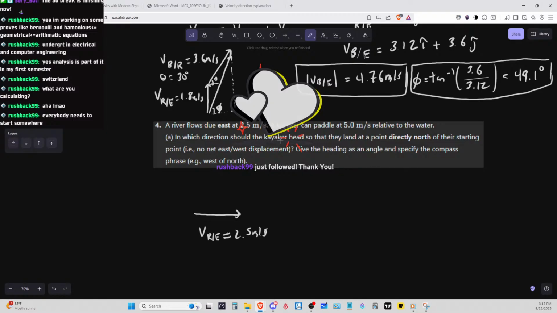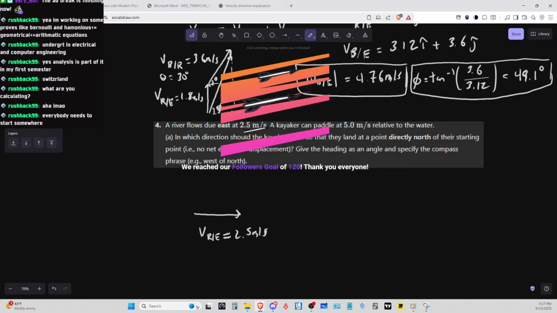In which direction should the kayaker head?